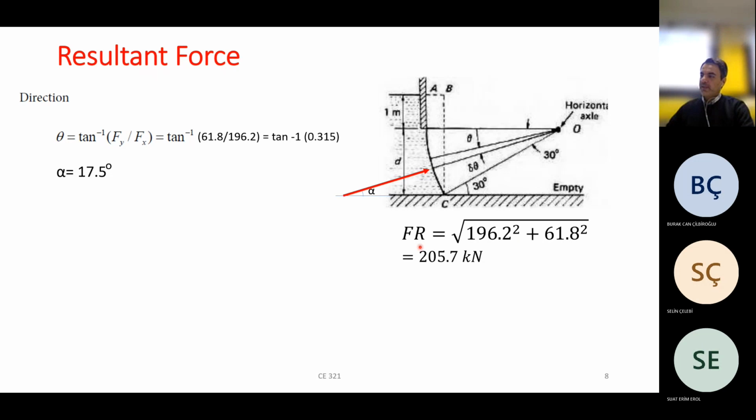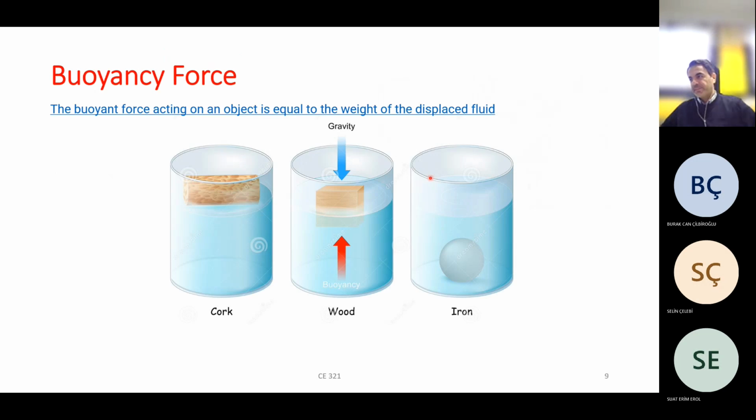And to draw the force, you need an angle like alpha. You can find it through the arctangent of Fy over Fx, and you always should be careful that your force is perpendicular to the curve. Yeah, this is all about the resultant force.